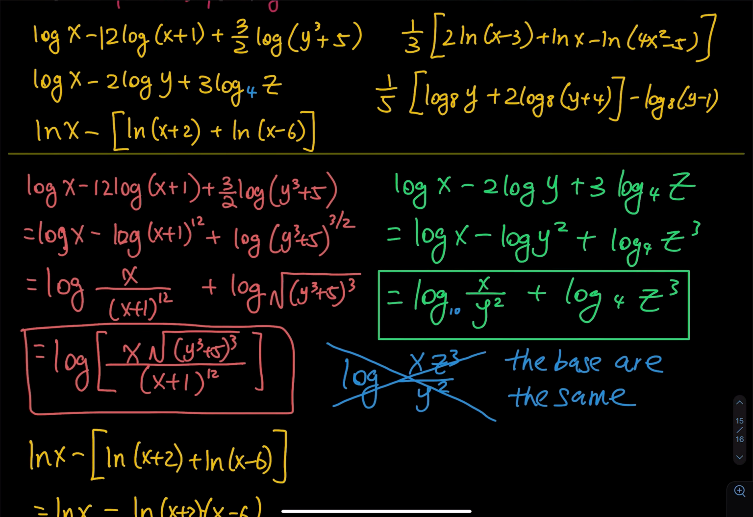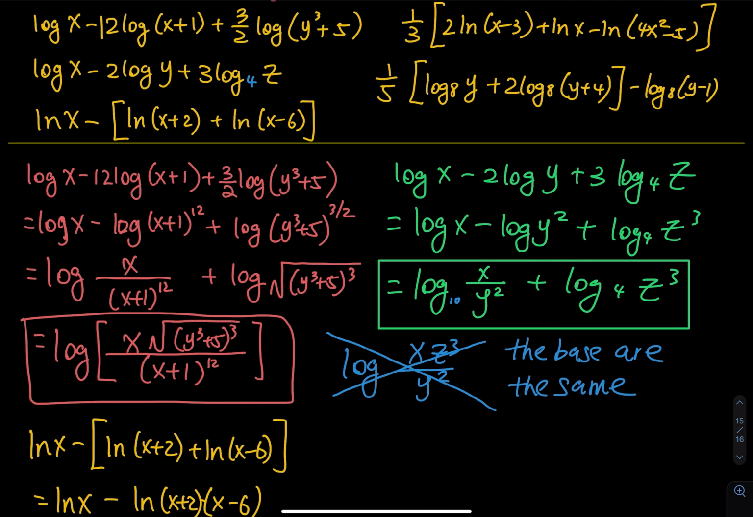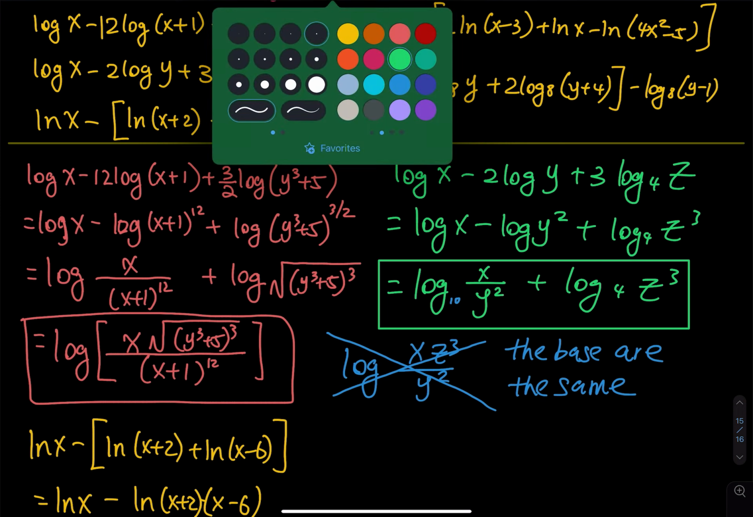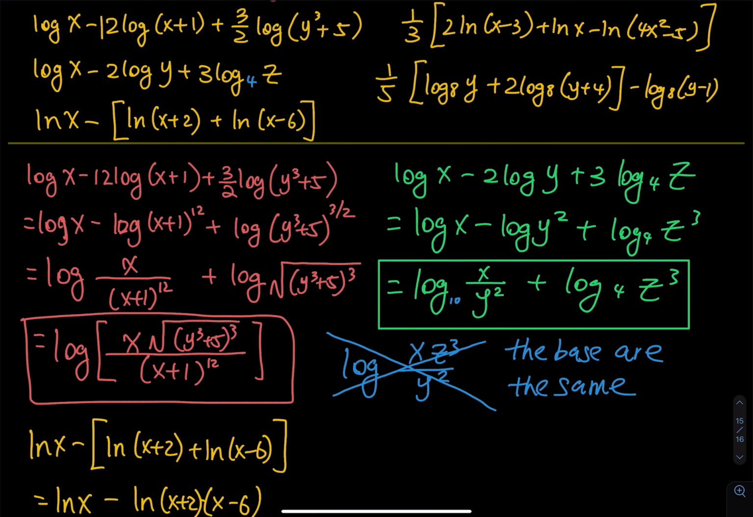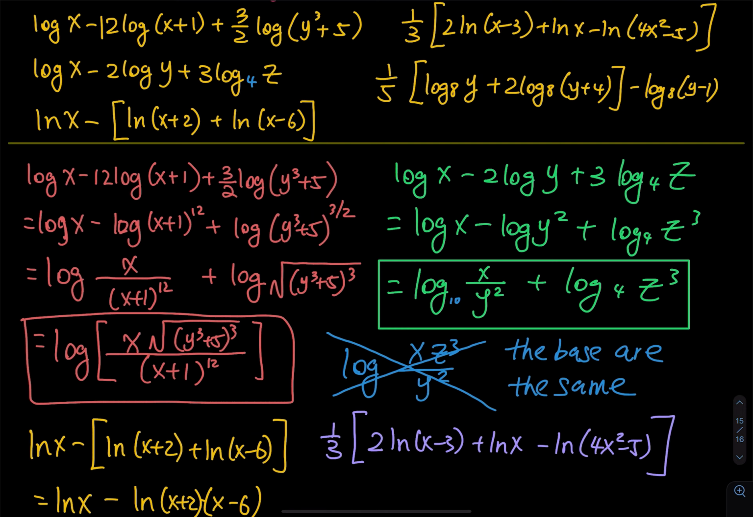Moving on to number 4, we have a 1/3, right? So let's copy the question over here. How about this? We use purple. So we have a 1/3 and then square bracket 2 times ln(x - 3) and then plus ln x minus ln(4x squared - 5) and then close the square bracket.